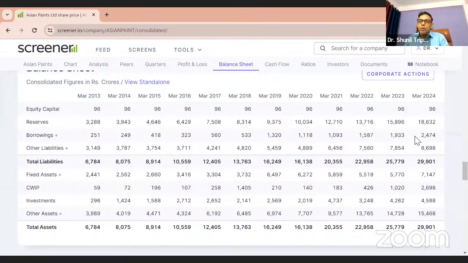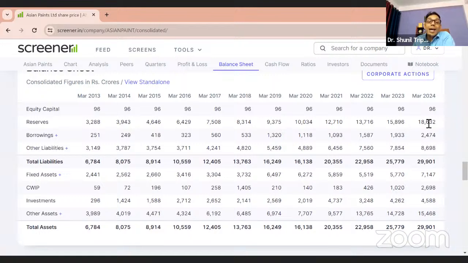Now, if you see the total capital employed, it will come around 21,000 crores. All figures are in crores. 18,632 plus 96 plus 2,475. Owner's money is 96 plus 18,632. If you see, these are divided into two parts. One is called equity capital, which they have invested into the business, and another is called reserve.